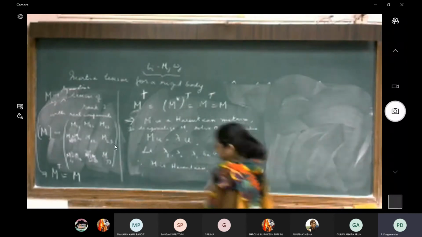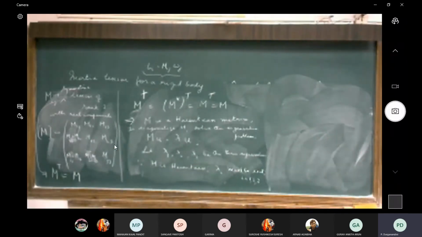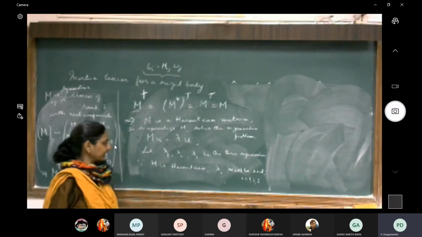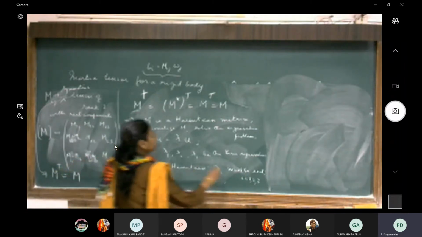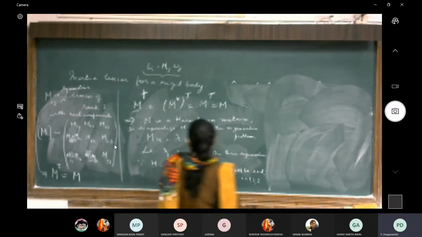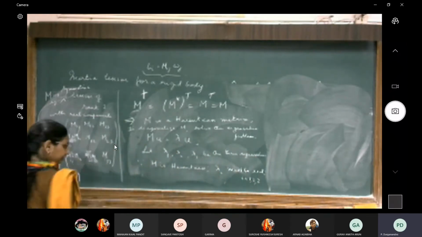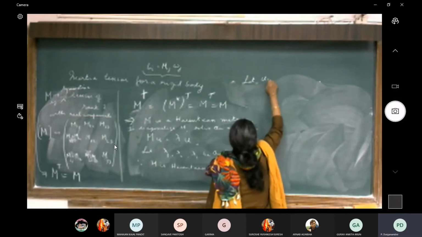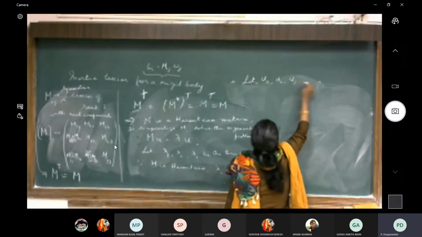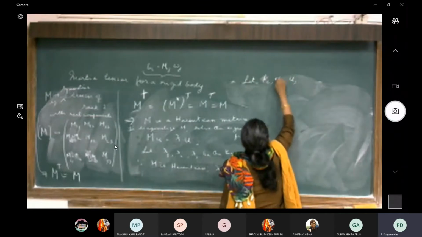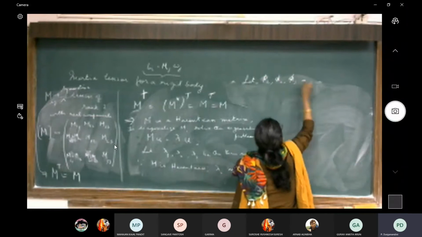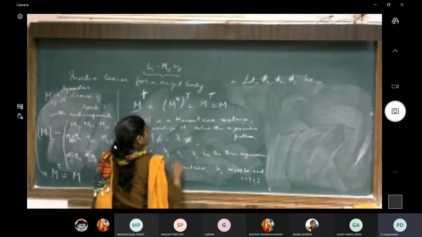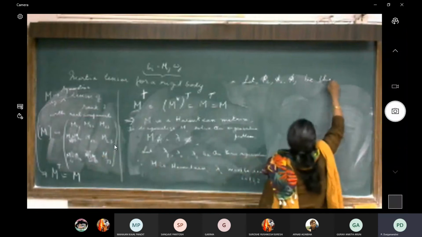Now, given this, I have M to be a Hermitian matrix, and suppose I solve the eigenvalue problem and find these three eigenvalues. Let me write this: let phi 1, phi 2, phi 3 be the corresponding eigenvectors. I write it as phi here so there's no confusion.